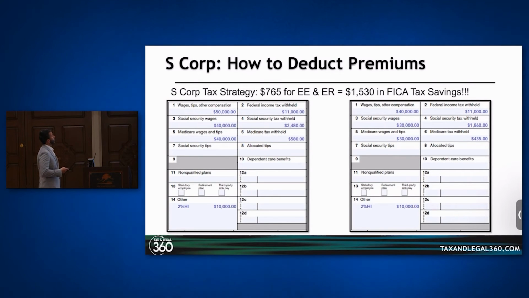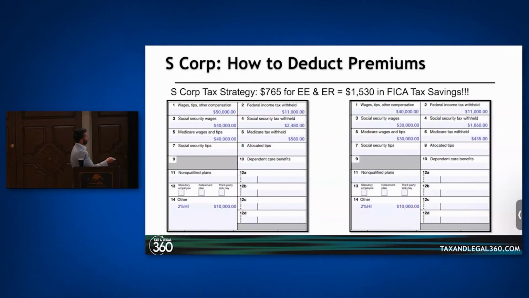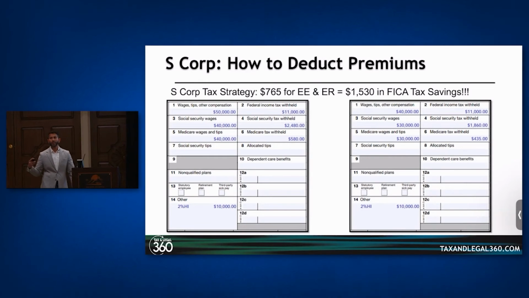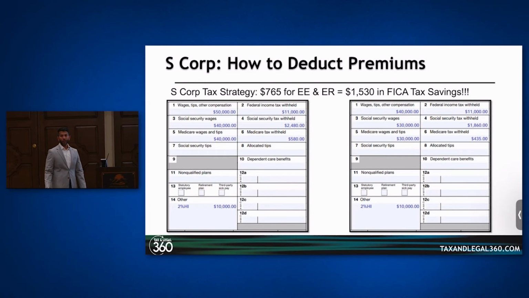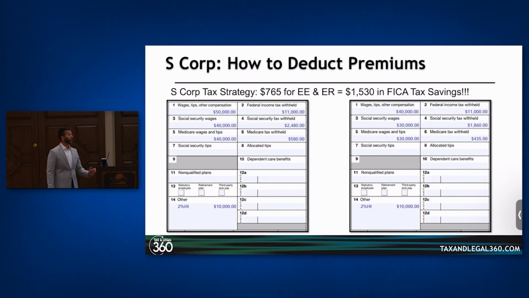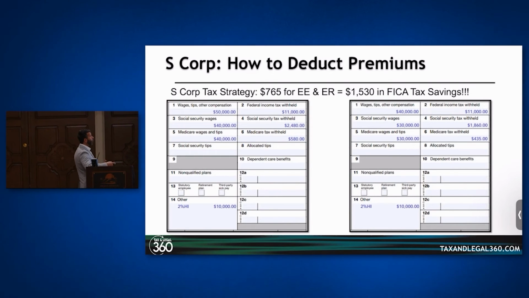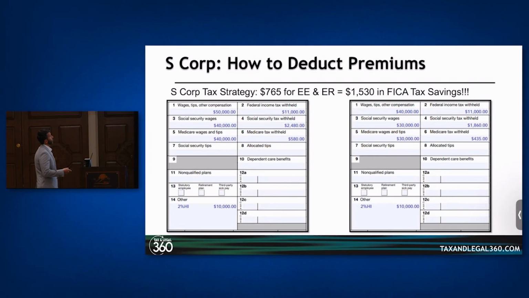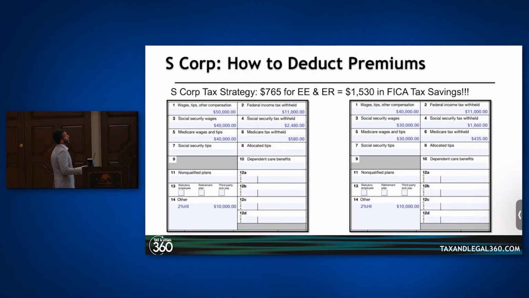But what I'm telling you to do is, instead of adding it to box one, subtract it, okay? Why am I telling you to do this? Because you've already determined that $40,000 is reasonable compensation for yourself as the S Corp owner. So why are you giving yourself more compensation through your health insurance premiums, okay? Your health insurance premiums are a form of compensation. If you read box one, it says wages, tips, and other compensation. So if you've already determined that $40,000 is reasonable comp, then you can actually run your payroll for $30,000.